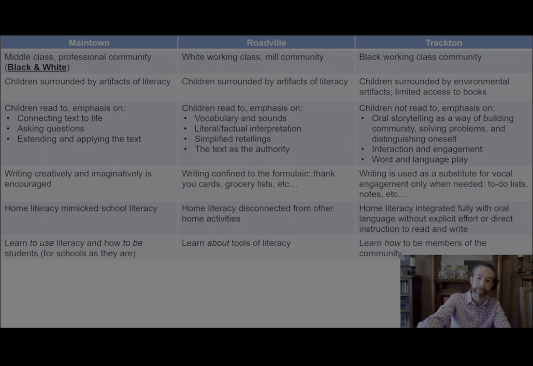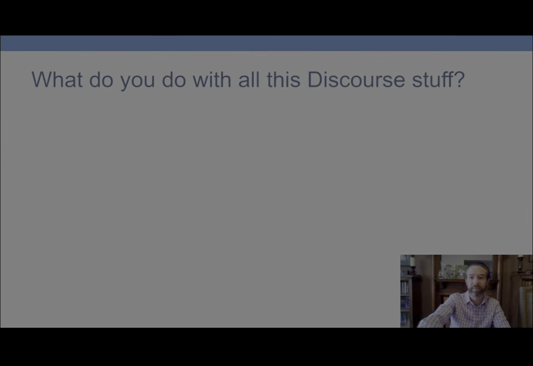And so if you think about these three communities of children and families that all attended school in the same district, they grew up with different primary discourses and in different literacy environments, some of which fit into the ways that school had been designed better than others, because schools typically have been designed by middle-class professional people, and in our country, middle-class professional white people. So what do you do with all this discourse stuff?